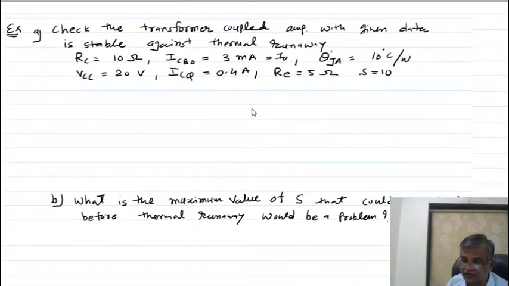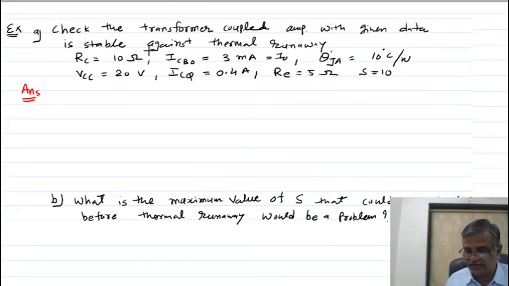This is the numerical of a transformer coupled amplifier. You have to check whether your transformer coupled amplifier is stable against the thermal runaway or not. So that I am doing this numerical. See the data now. Check the transformer coupled amplifier with the given data is stable against the thermal runaway or not. Value of RC means the DC resistance of the primary of the transformer, leakage current I0, junction to ambient thermal resistance they have given, VCC 20 volt, ICQ 0.4 ampere.